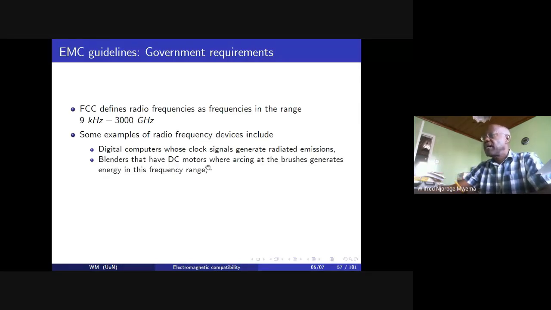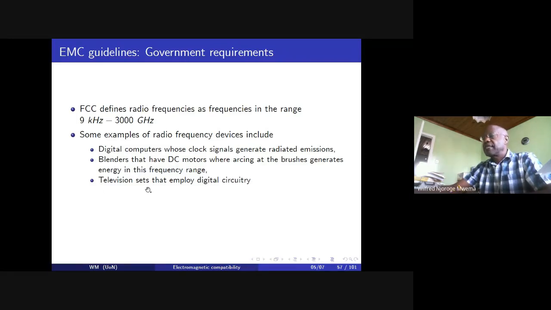Blenders that have DC motors and brushes. Most of the drive today in manufacturing of DC motors for use in house appliances is towards brushless DC motors, because the arcing as the armature is leaving one conductor, one brush, to the next will generate very high energy in the radio frequency range.